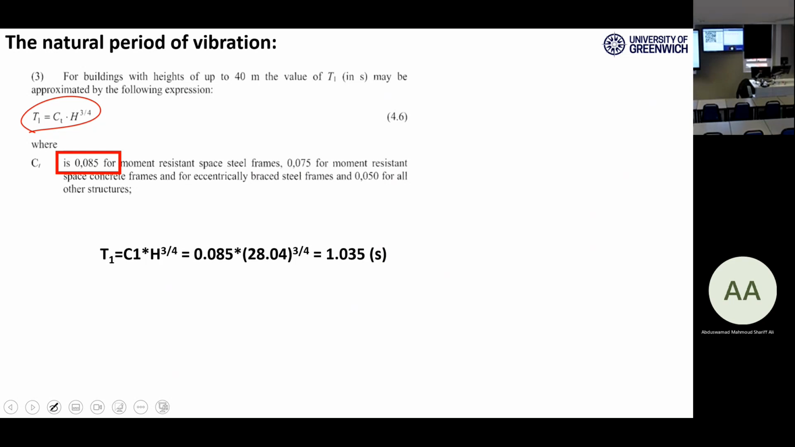If you have buildings up to 40 meters, T1 can be calculated by this, and C1 is equal to 0.085 for moment resisting frames, and it's my case as well. This is the height of my structure. I will get this one as T1, 1.035 seconds. Okay? You will calculate this one based on your coursework.